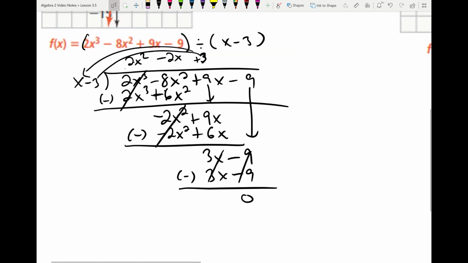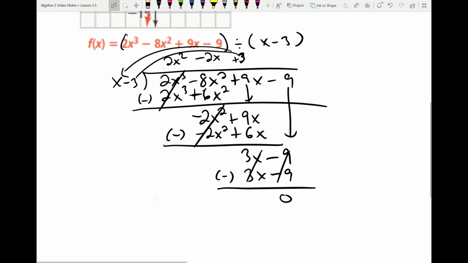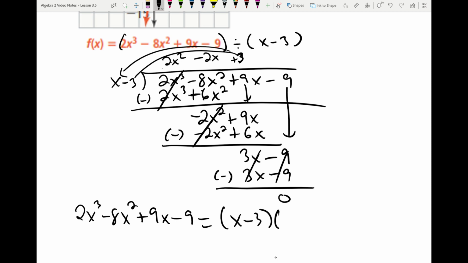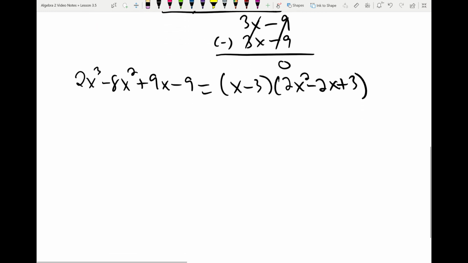So then if we rewrite this in the product form, we get 2x cubed minus 8x squared plus 9x minus 9 equals x minus 3 times 2x squared minus 2x plus 3. And that's the product form, and there's no remainder, right? The remainder is 0, so we don't really need that. So that's how it looks factored.